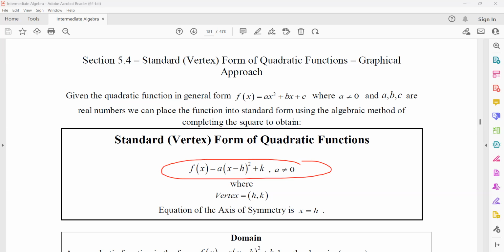f of x equals a(x minus h) squared plus k. a again should not equal 0. Now, this is the standard form. And what we are saying is that with the standard form, the vertex is always going to be (h, k). The equation of the axis of symmetry is x equals h. The equation of axis of symmetry is always the x value of the vertex, right? We talked about that. So that is going to be x equals h. All right.